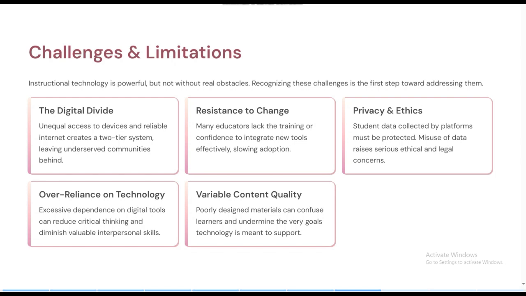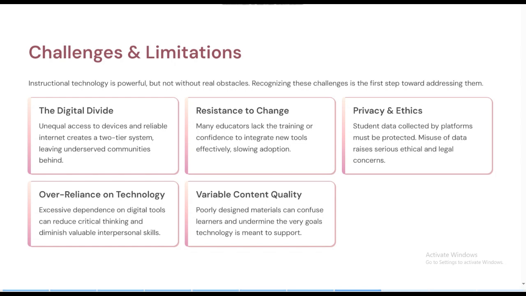We have privacy and ethics. So student data, the data that has been collected by this platform, how are they protected? Because any misuse of data can cause serious ethical and legal concern.